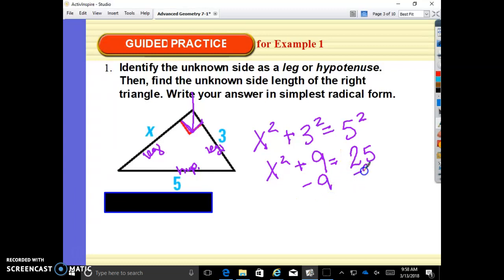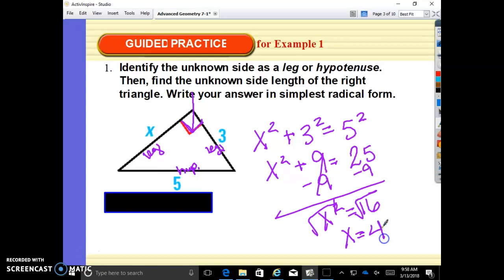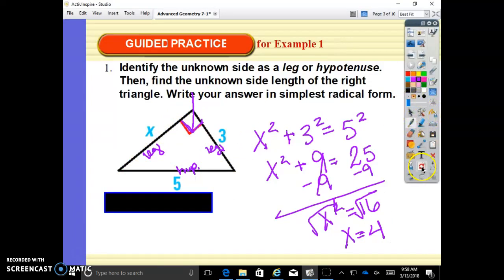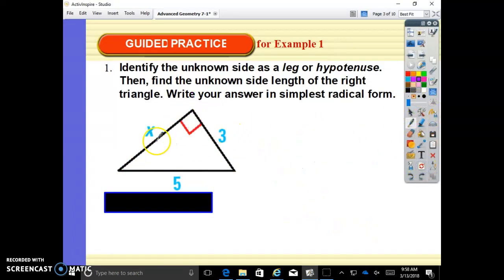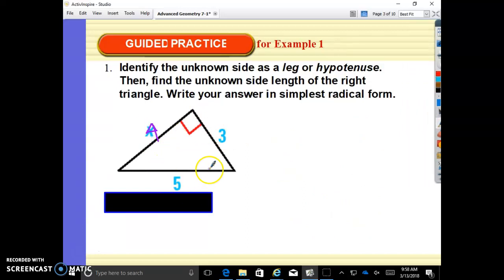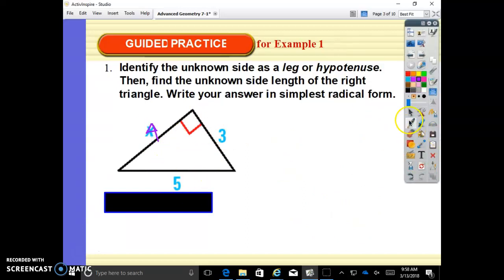Subtract 9 from both sides. X squared is 16. What times itself is 16? What is the square root of 16? Good job, 4. Positive, negative 4, and we are only going with the positive version because it is a length, and lengths must be positive. So your x, your missing value, is 4. Once again, it is a 3, 4, 5 triangle, which was one of those Pythagorean triples.